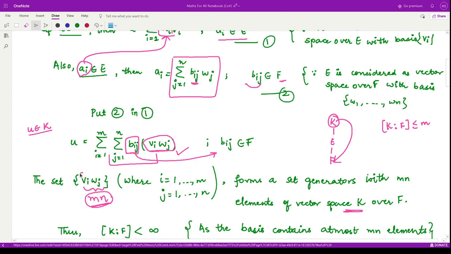They may also contain some elements which are dependent on each other. So in order to get a linearly independent set out of this, you have to shrink this set. So at most we have mn elements. So the degree of K over F should either be equal to mn or less than that. But moreover, this mn is a finite number, so we can say its degree is finite. So we are done with the first part.